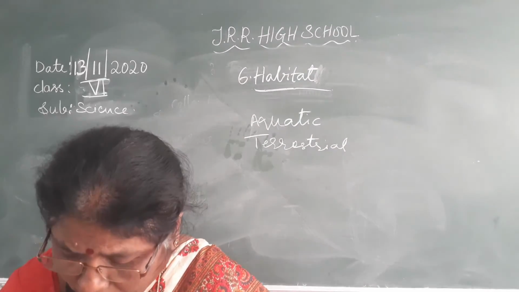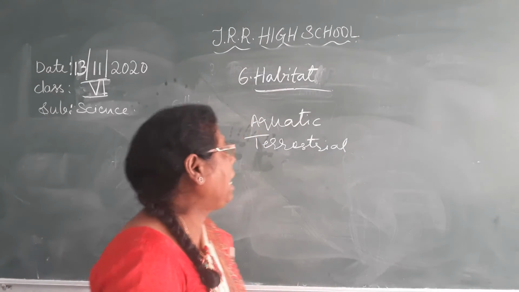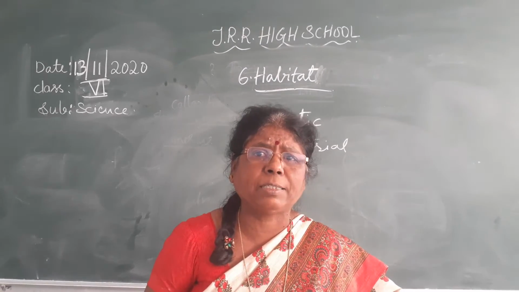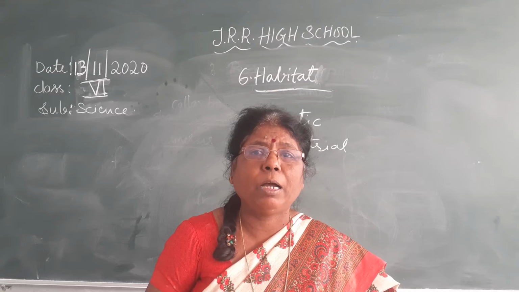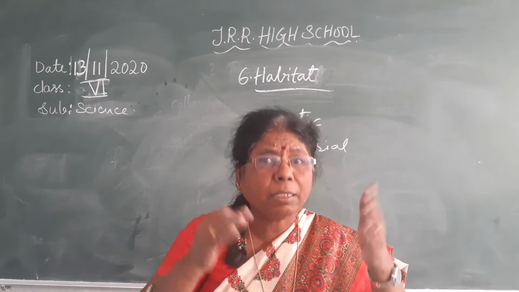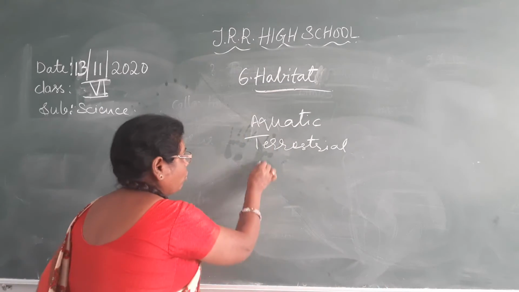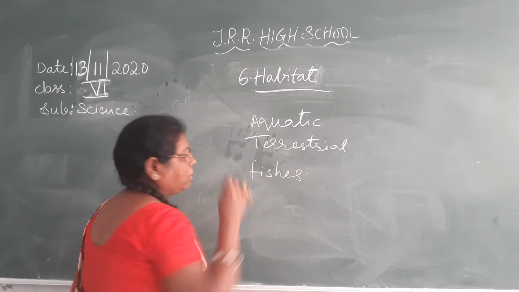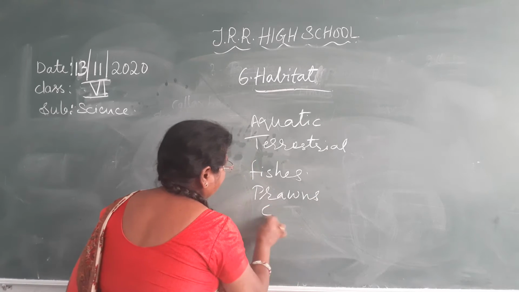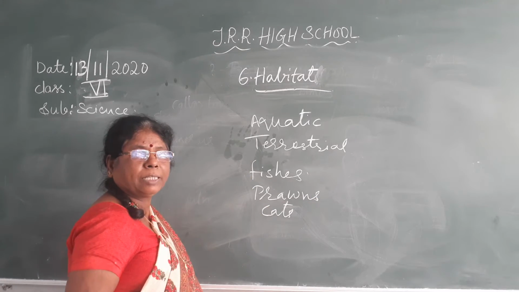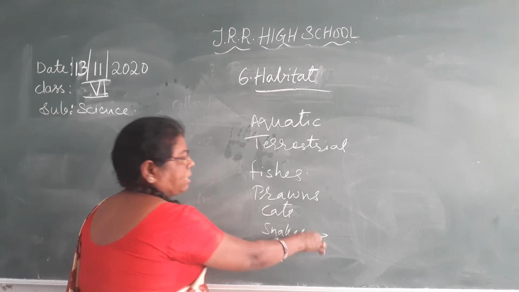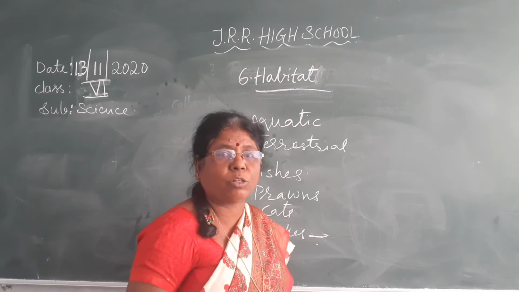So here you will see that different animals are there. See, ants, rabbits, sparrows, monkeys, butterflies, fishes, prawns, snakes. All these are organisms. Can they live in one habitat only? Do fishes live on land? Where do they live? Do prawns live on the ground? Do cats live in water? Come on, say, cats live in water? No. Snakes, you find on water, on the ground also, on the trees also.